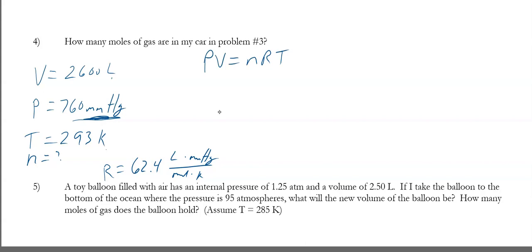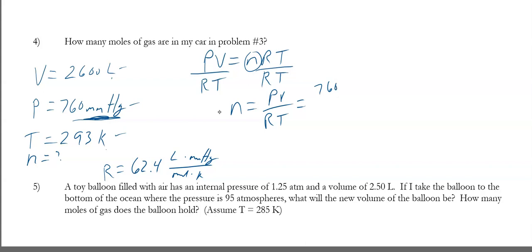Okay, we're looking for N, so let's rearrange our equation. We're going to divide both sides by RT, and we get that the amount of moles is equal to PV over RT. Okay, real quick unit check. Pressure, I've got units there, liters, Kelvin, looks like we're all good. We can plug these in. Pressure is 760 millimeters of mercury times the volume, which is 2,600 liters.